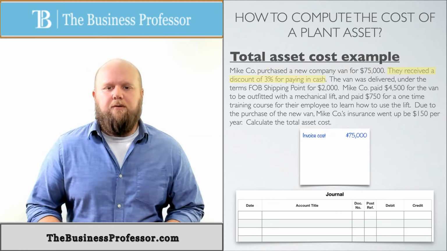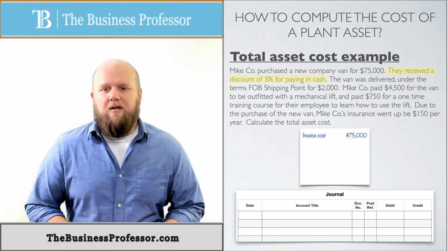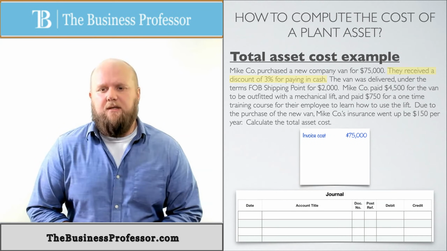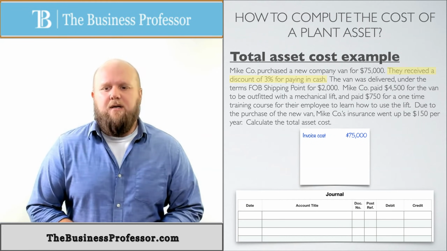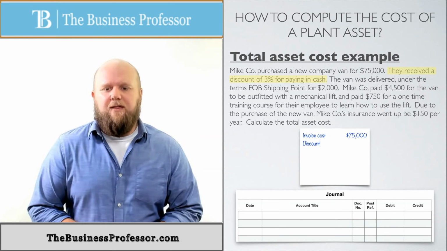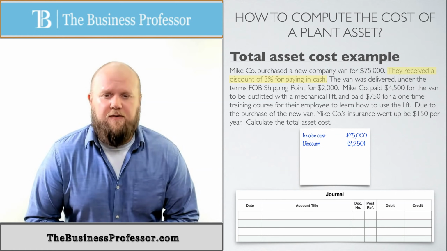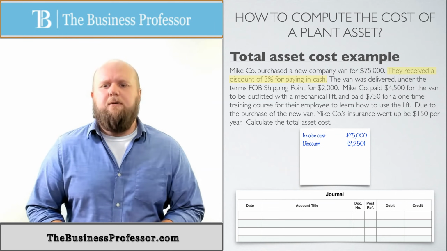The next part says that we received a 3% cash discount. Do we include that into the TAC? Yes, because that is part of me getting it to my facility and ready for its intended purpose. So 3% of $75,000, that's going to give me $2,250. All right, on to the next one.